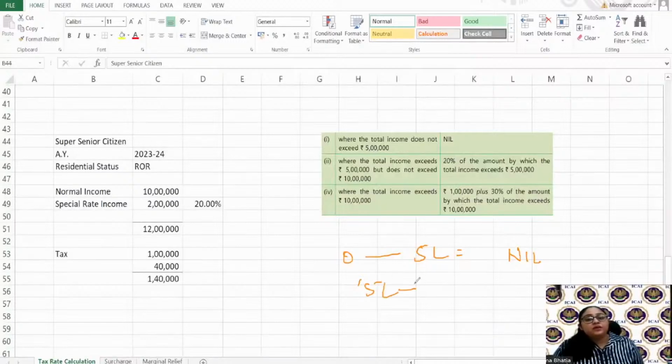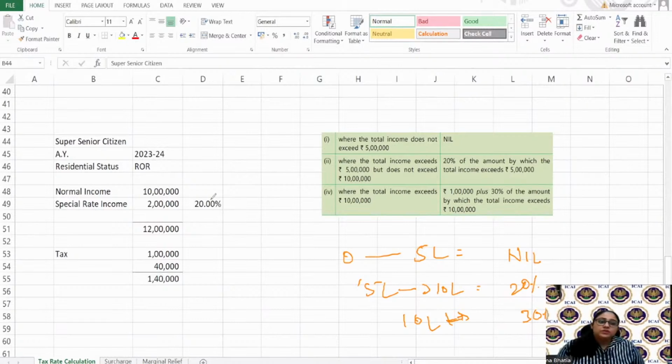5 lakh and above 20%, and 10 lakh and above 30%. So 5% वाला slab rate ही चला गया. So 0 to 5 nil, 5 lakh to 10 lakh 20%, 10 lakh and above 30%.